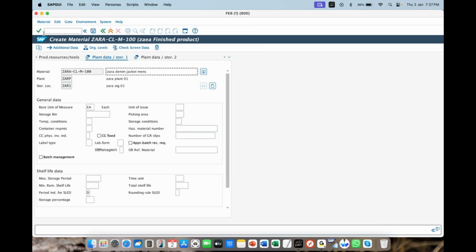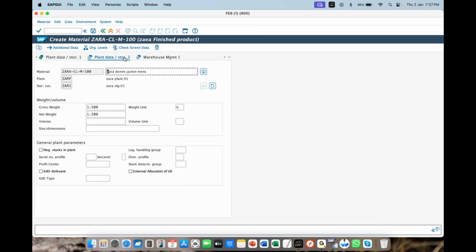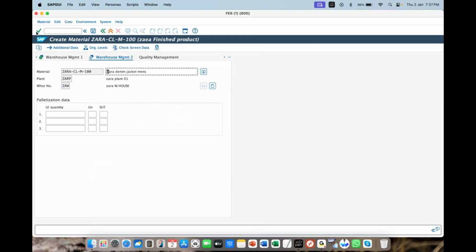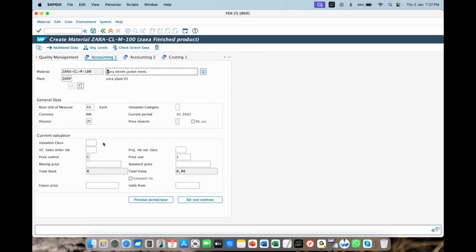Skip plant data storage 1 and 2, skip warehouse 1, skip warehouse 2. Sir, why do we skip them? You may have a doubt. Now we are just creating the product. In the coming days, when you pour in the stock, those details will update over here. So skip them, come to accounting view.